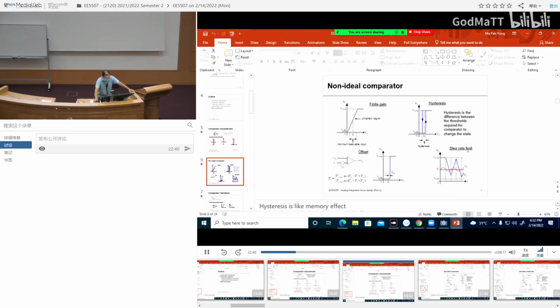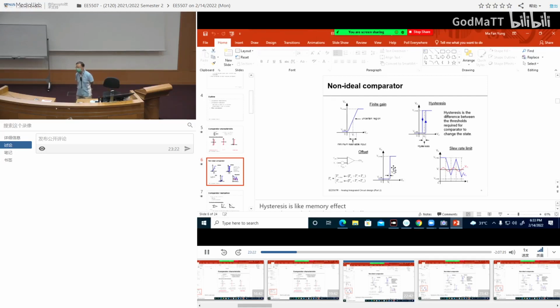Then we talk about this thing, that there is a slew rate limit. What is slew rate, anybody? This is a term very commonly used in electronic circuits. What is slew rate? Sorry? Rate of change, okay. Rate of change of what? Of your output. So slew rate basically means that your output cannot change instantaneously, like this.